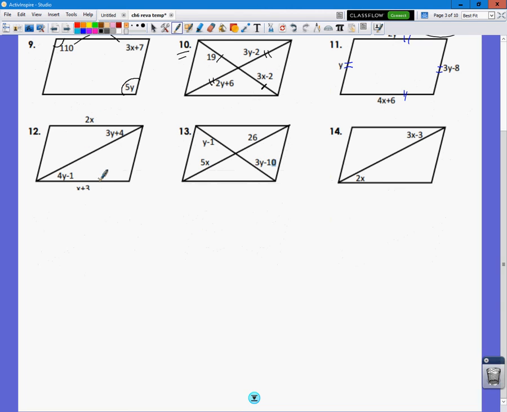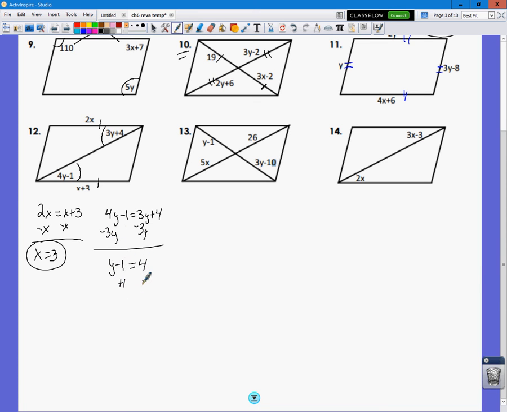In a parallelogram, opposite sides are congruent, so 2x would be equal to x plus 3. And because the sides are parallel, alternate interior angles would be congruent, so 4y minus 1 would be equal to 3y plus 4. Again, solving algebraically, this is going to give me x is equal to 3. Putting my y's together, I now have y minus 1 equals 4, and adding the 1 to both sides, y is equal to 5.